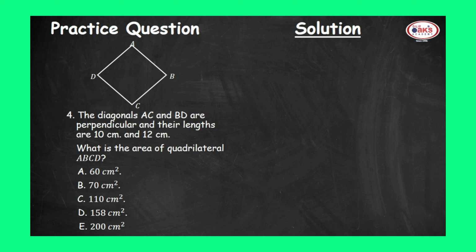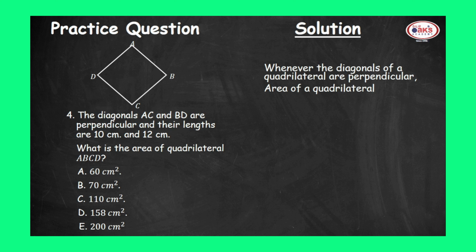Now one of the miscellaneous facts is, in any quadrilateral, if the diagonals are perpendicular, then the area of that particular quadrilateral is simply half into product of its diagonals. Therefore we get the area of this particular quadrilateral is half into 10 into 12.